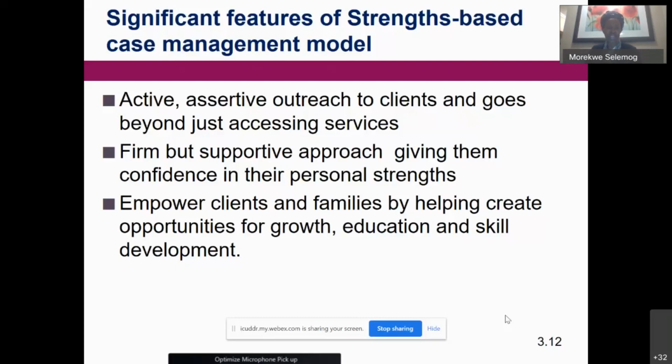The other significant feature of the model is empowering clients and families by creating opportunities for growth. Remember, if we compare and contrast it with the brokerage model, this one is more extensive. So you see that there's empowerment of clients, not only clients, but families. What is important here is to understand that as you empower the client, they re-engage with their families. So you are working with the client to create that opportunity for growth, education, and skill development.